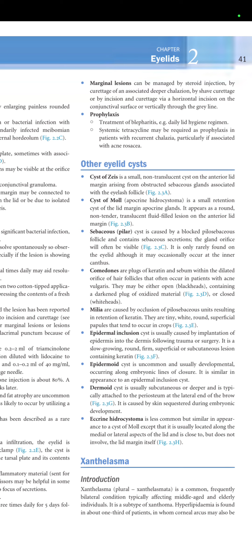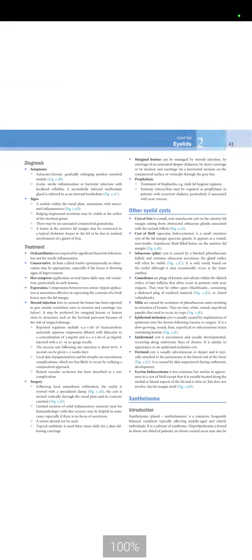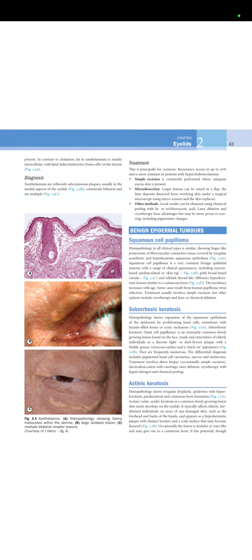Xanthelasma. Xanthelasma is basically fat deposition, and you can see the yellowish lesion on the skin of the eyelids. Xanthelasma, plural xanthelasmata, is a common, frequently bilateral condition, typically affecting middle-aged and elderly individuals. It is a subtype of xanthoma. Hyperlipidemia is found in about one-third of the patients, in whom corneal arcus may also be present.